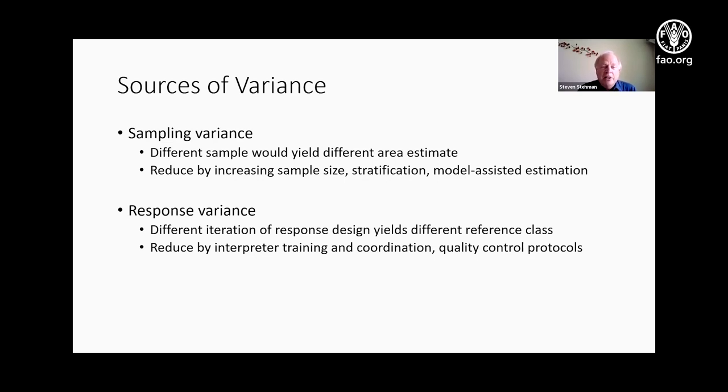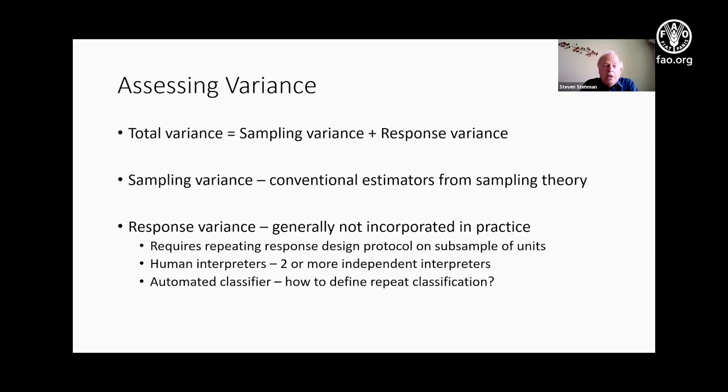We also have variance coming from the response design. That type of measurement or response variance would enter, for example, if we have two interpreters looking at the same sample unit and they disagree. That would be another source of variability, so we would also like to reduce that as much as possible. And that's what a lot of the training and coordination efforts are designed to do.